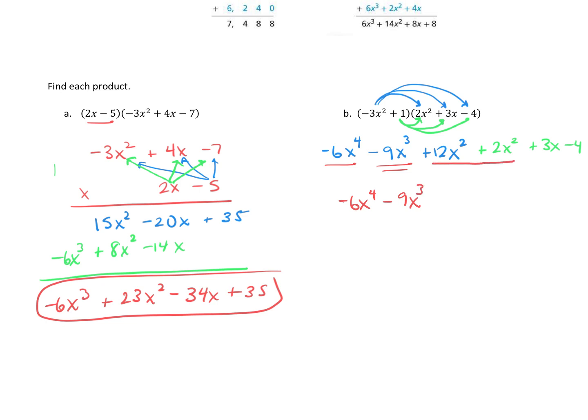12x squared plus 2x squared, those are like terms. Add the coefficients, so plus 14, keep the variable x squared. We've got a plus 3x, nothing to combine with, and a minus 4, nothing to combine with. And there's our answer.